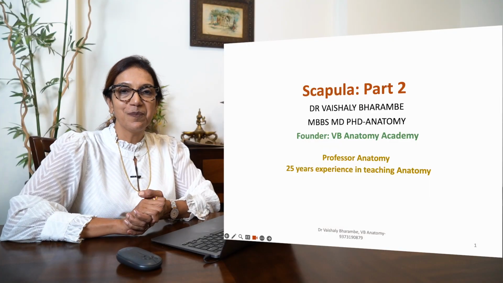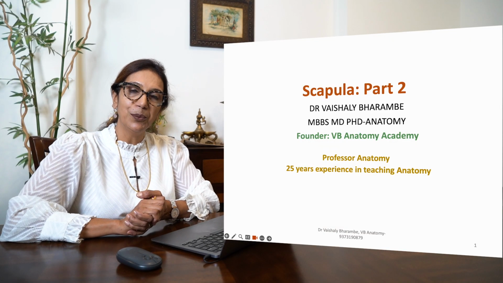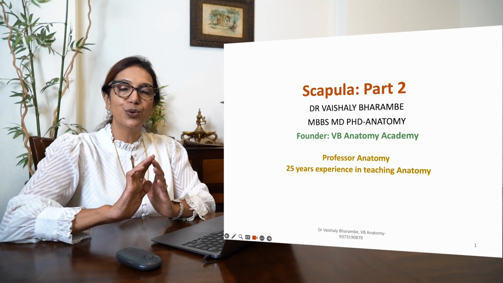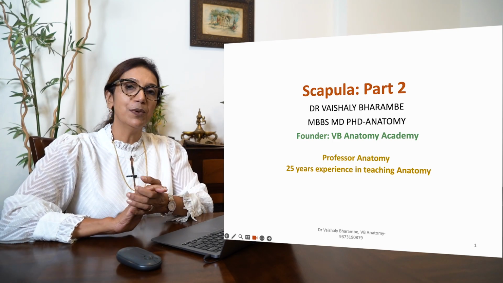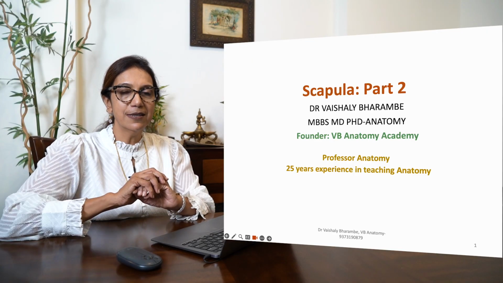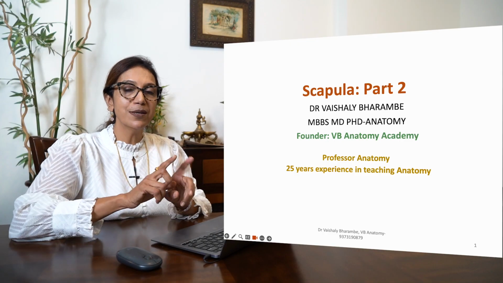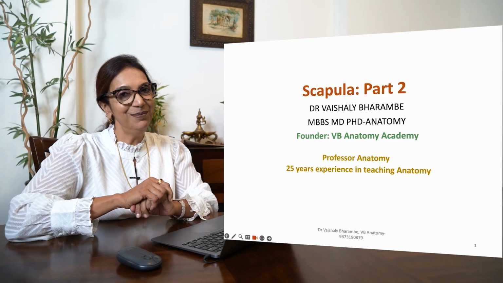Hello students. So we did scapula part 1 last time. Now we're doing scapula part 2. Which means that you should know which is the costal surface of scapula, dorsal surface, superior, inferior, lateral angles, superior, medial, lateral borders. If you don't know that, pause, go back, study, come back.